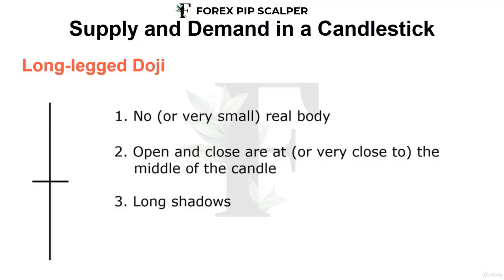How should we analyze this candle? This candle expresses indecision. The two shadows show that the price went up and down during the session, but it closed more or less at the opening price. So it's been a fair fight between buyers and sellers.